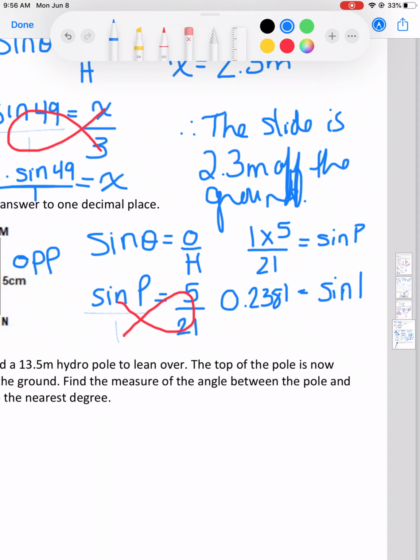Okay, so remember, we're solving for p, not sine p. Is p by itself? No. So we have to do the inverse of sine. That means it's going to be sine to the minus 1, 0.2381, which will give me p, because then that would get rid of this sine here. Okay, so it's a bit of a change.